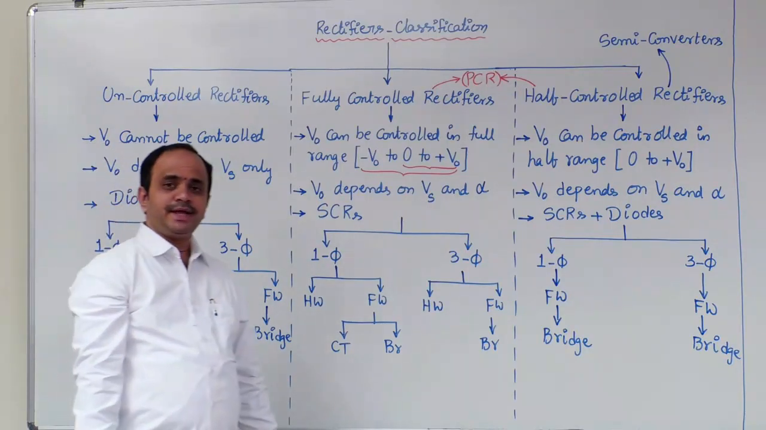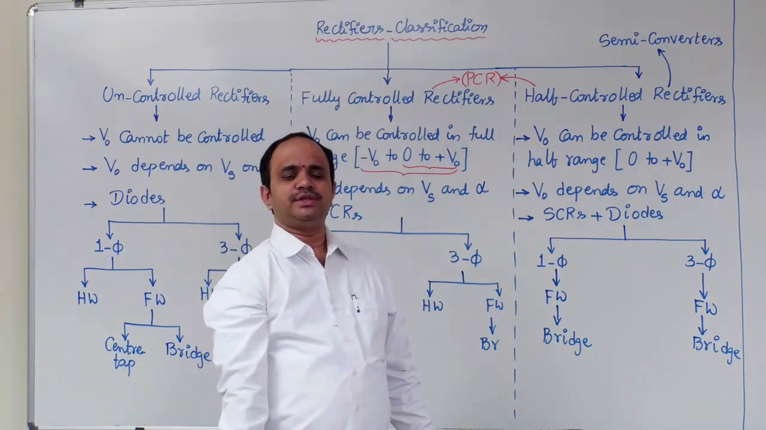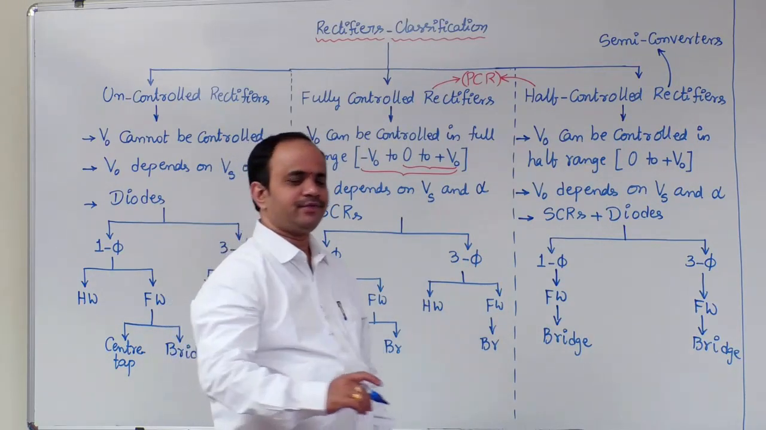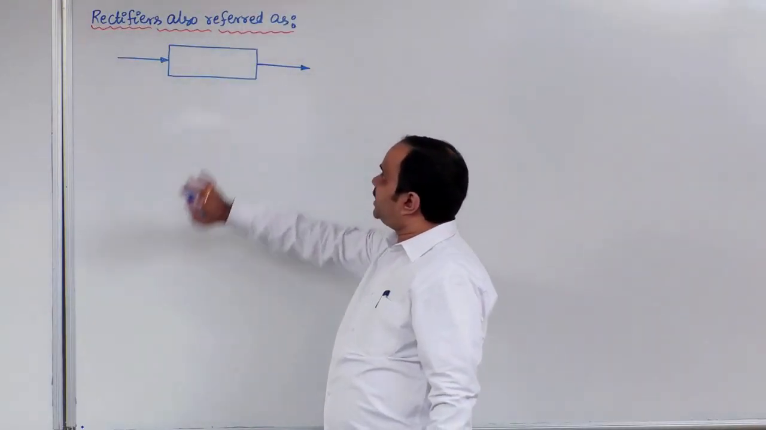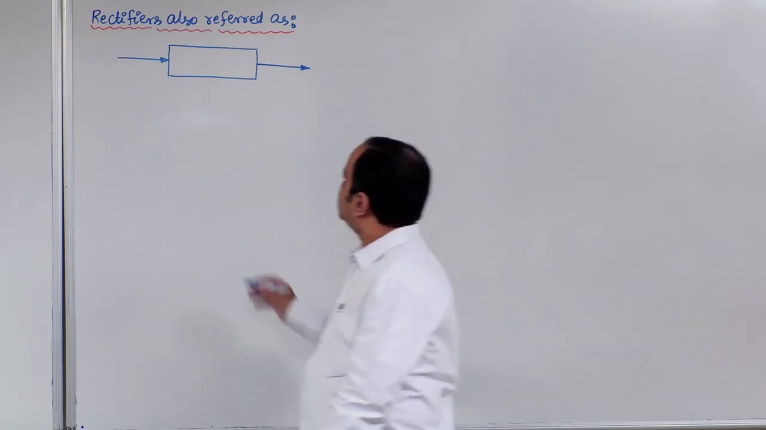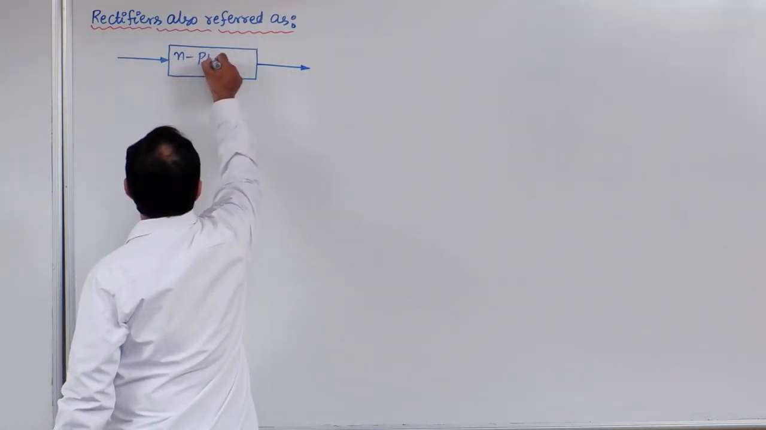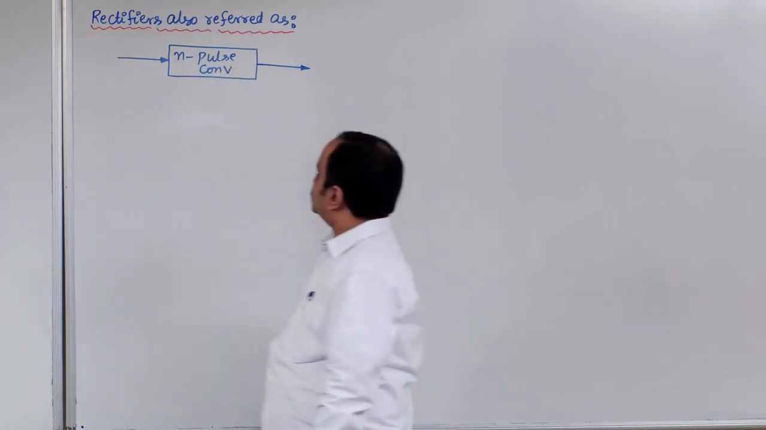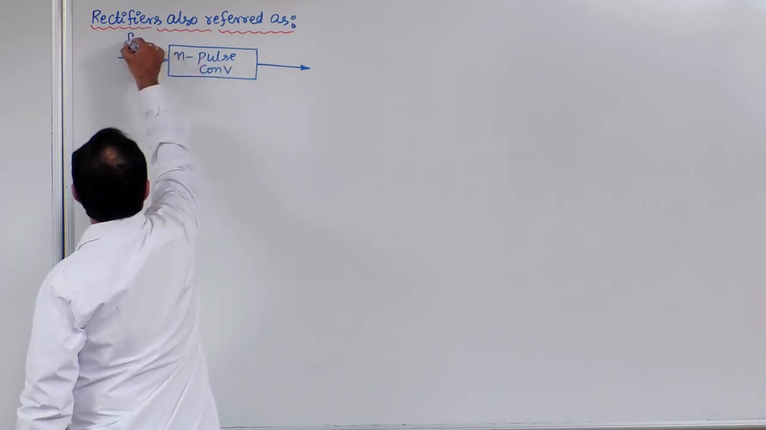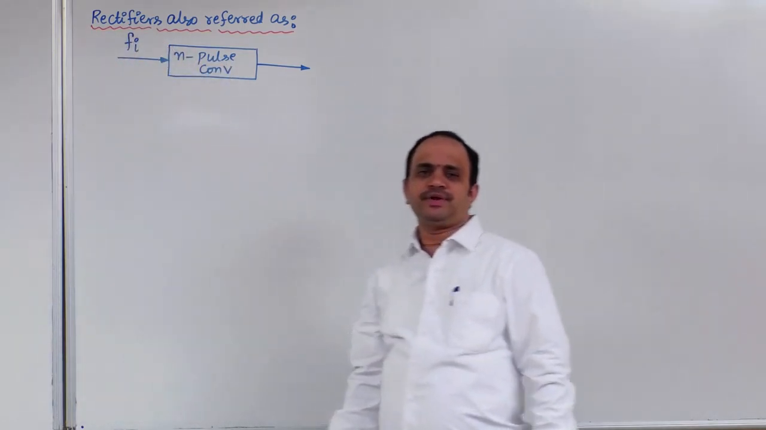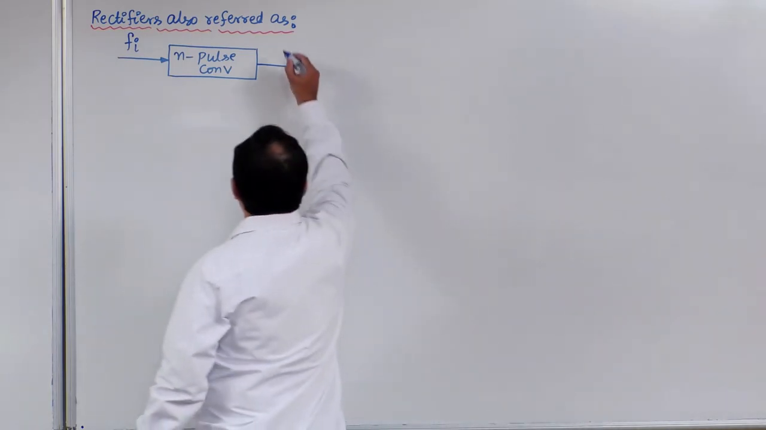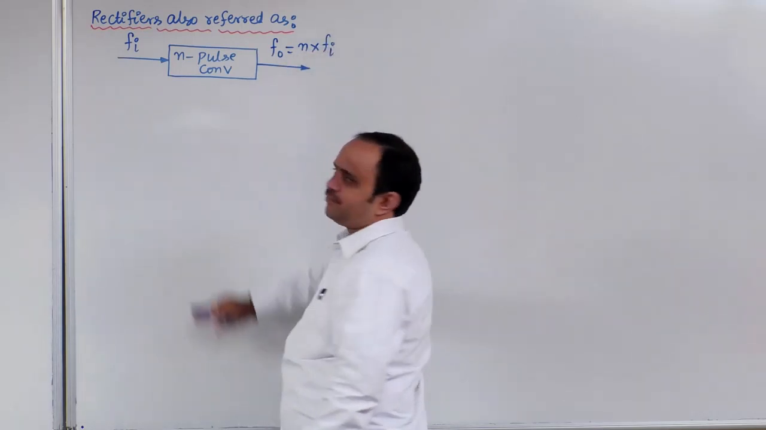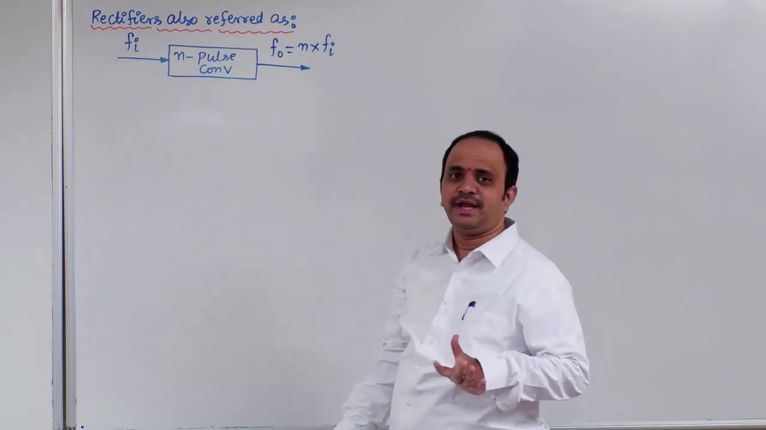Next, there is another way to look into these circuits, that is based on the number of pulses. What is that? Let us see. Now, here rectifiers can also be referred to as n pulse converter. For this n pulse converter, for example, if the input frequency is Fi, the output frequency is referred to as n into Fi.